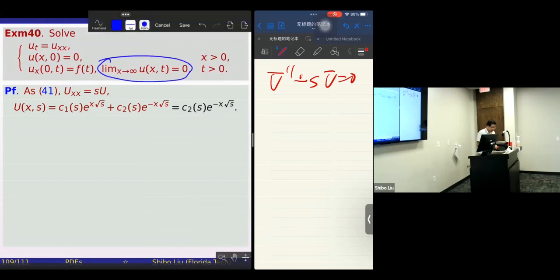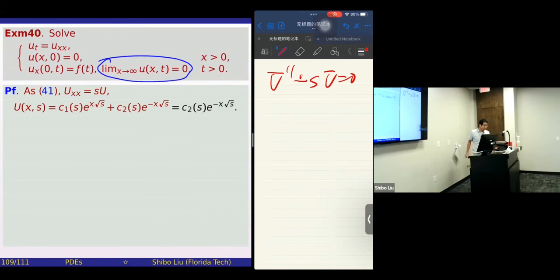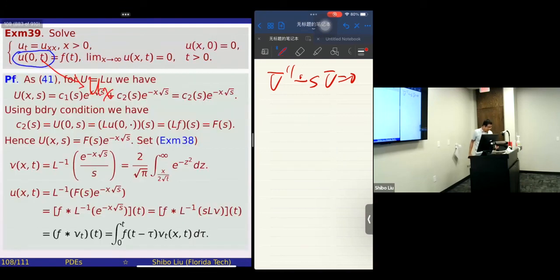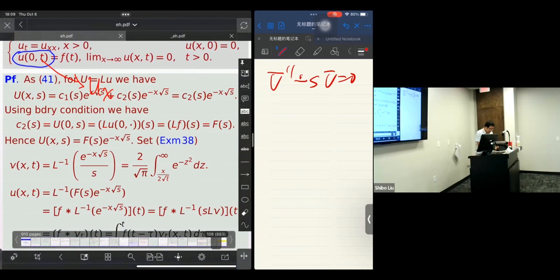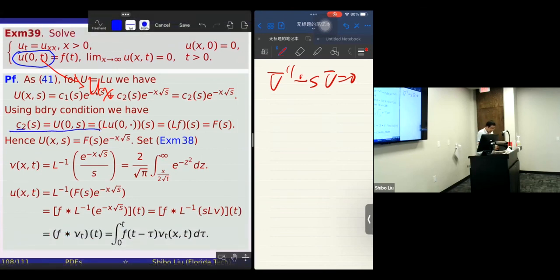Because of this condition, small u goes to 0, therefore capital U also goes to 0, as I explained previously. So C1 has to be 0. Okay? C1 is 0. But C2, up to now, is identical with the previous example. But now it's different. In our previous example, to get C2, we used the boundary condition. Now our boundary condition is different.